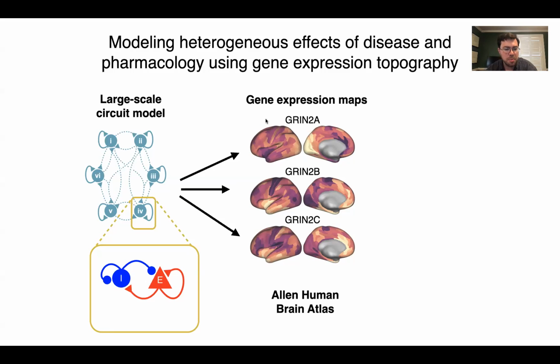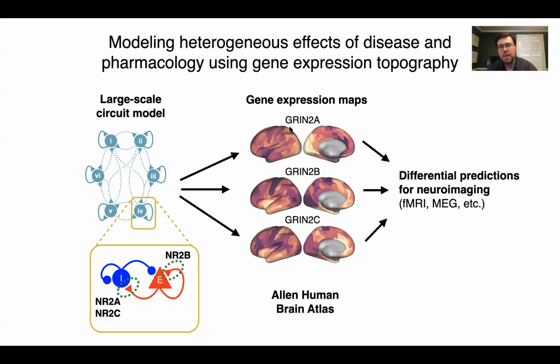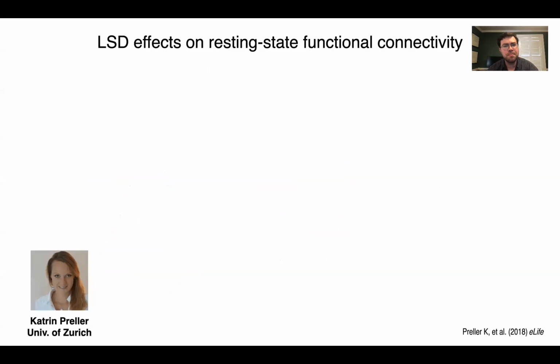And then we can also be informed by slice physiological studies to gain insight into what are the cell types and receptor sites implicated in particular synaptic or receptor alterations. And so we can then use this framework to simulate differential predictions for neuroimaging, be it fMRI or MEG, and test and constrain the model hypotheses.